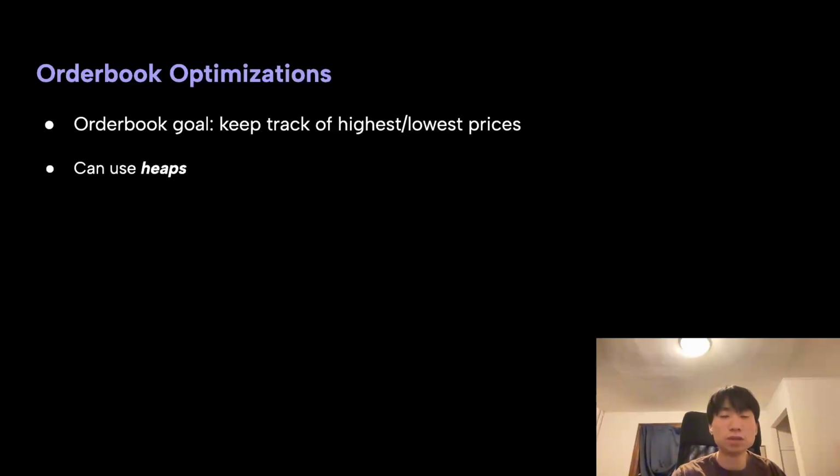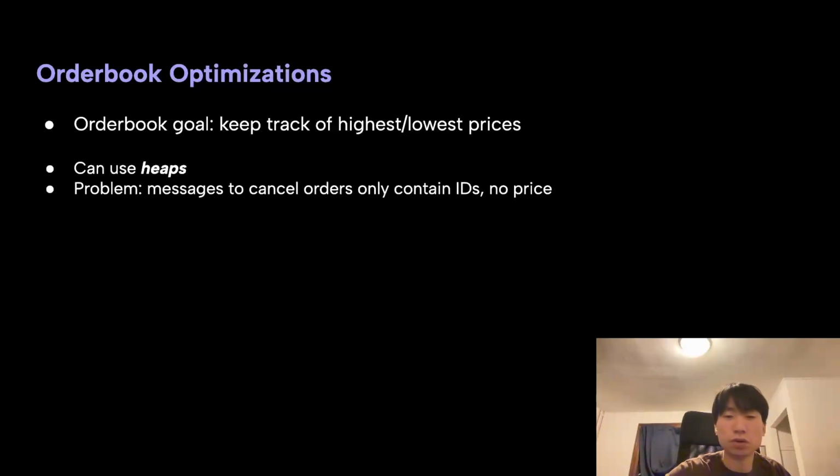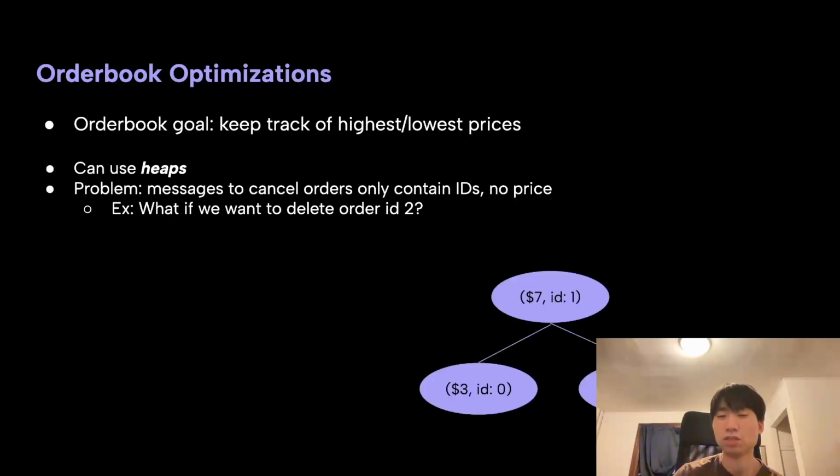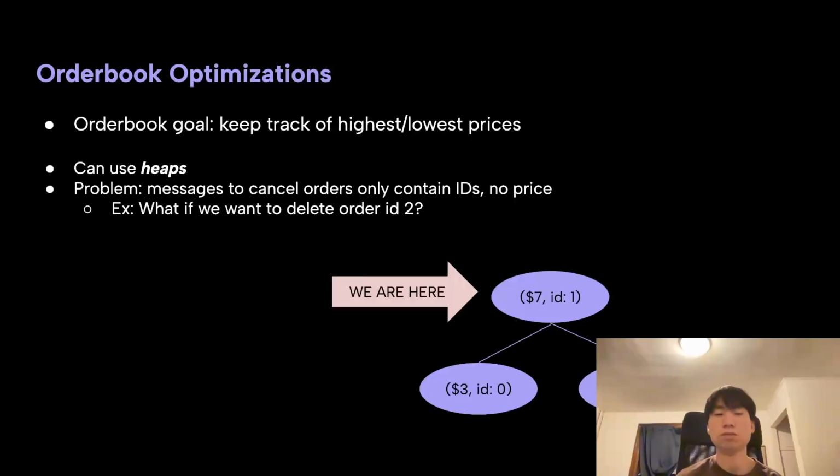But there are problems with this, because with the ITCH protocol, whenever we get a message to cancel an order, that message contains only the order ID and not the price. So we might have an internal heap with these 3 orders, and the top order has price 7, but we might get a message asking us to delete order ID 2. The problem is, we start at the top of the heap, and where is ID 2? There's no guarantee of where to find this unless we search the entire tree, which isn't really ideal. One way we can get around this is by using hash tables.